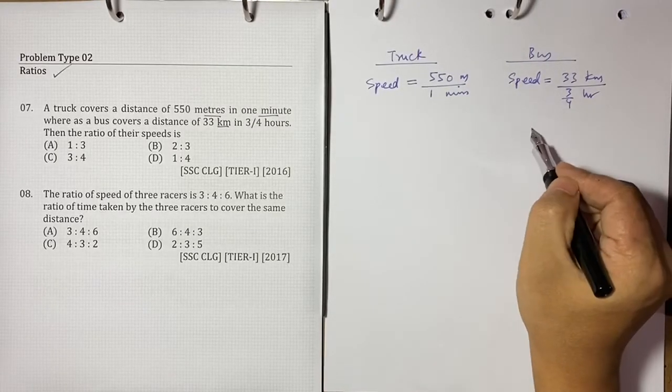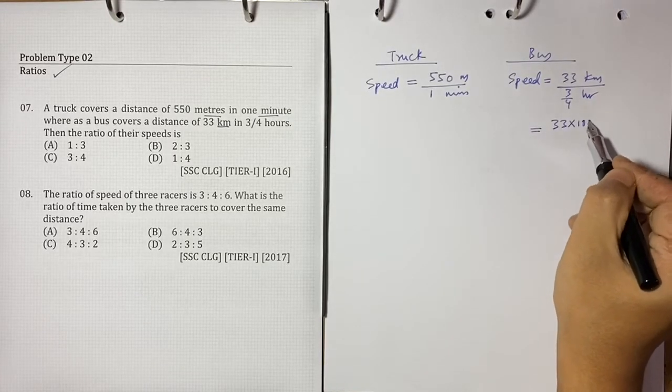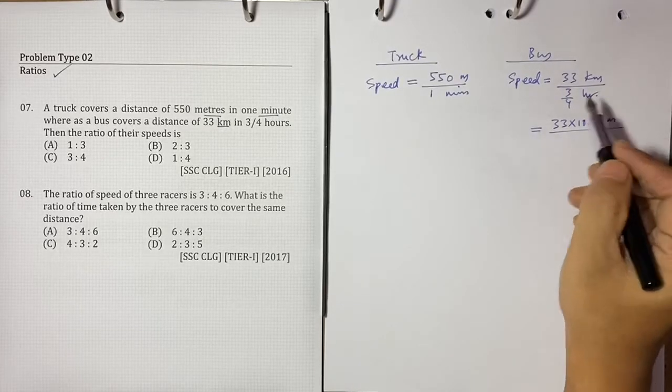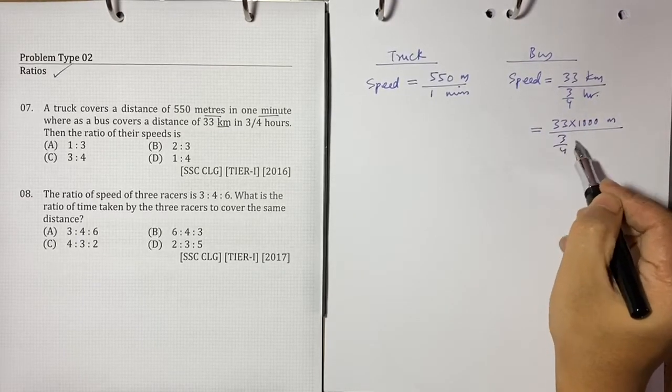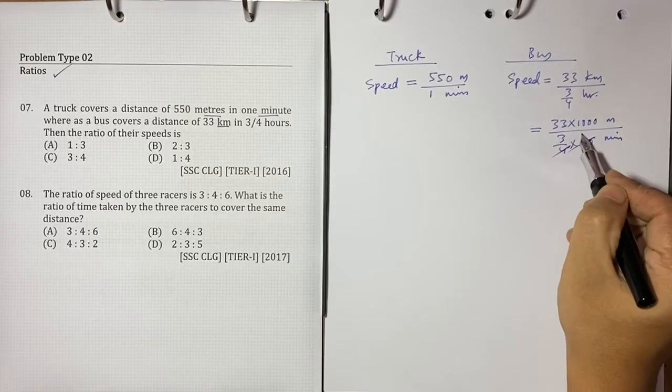So meters are converted into 1000. Meter to kilometer, and hour to minutes, converted 3 by 4 into 60 minutes. So cancel, this will be 15.